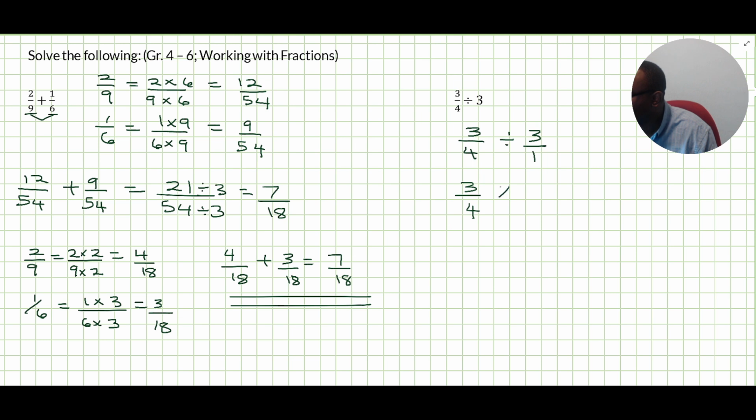And then we change the sign to a multiplication, and then we make the fraction on the right, we flip it. So what we do here is we switch the positions. 1 goes to the numerator, and then 3 goes to your denominator. So this is what we have. So we can divide 3 by itself one time, divide 3 by itself one time. And so now we have 1 multiplied by 1 divided by 4 multiplied by 1. This is going to give us 1/4. And so that is the solution for this problem.